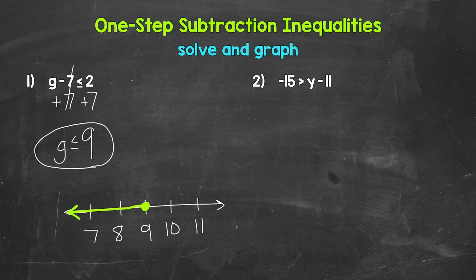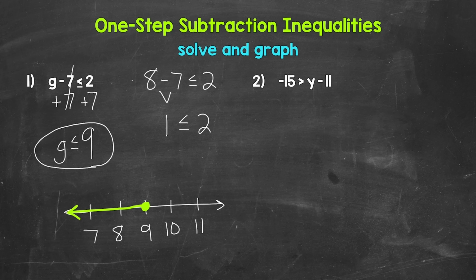Now, one last thing we can do here is check a solution to make sure we are correct, make sure it works. So we need any value less than or equal to 9. Let's try 8. So we need to plug in 8 for G. So 8 minus 7 is less than or equal to 2. 8 minus 7 gives us 1. 1 is less than or equal to 2, so we are correct here.